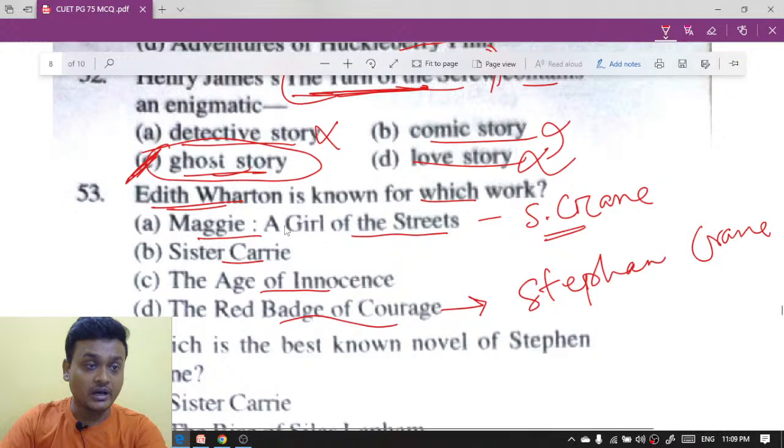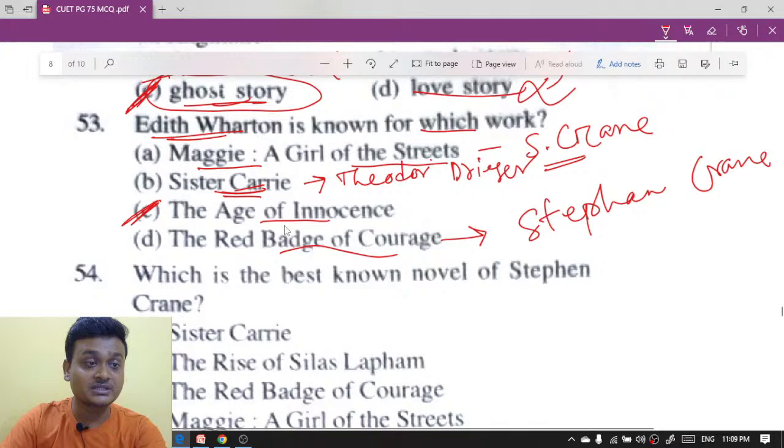Theodore Dreiser has written Sister Carrie. And The Age of Innocence is the right answer. Edith Wharton has written The Age of Innocence. The Age of Innocence was written by Edith Wharton.